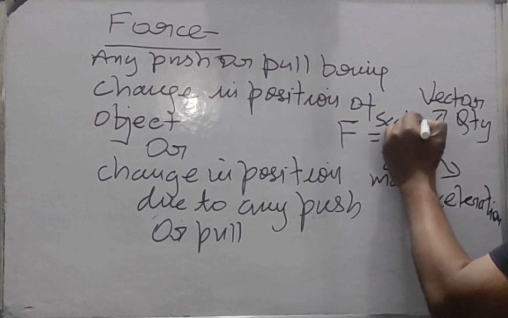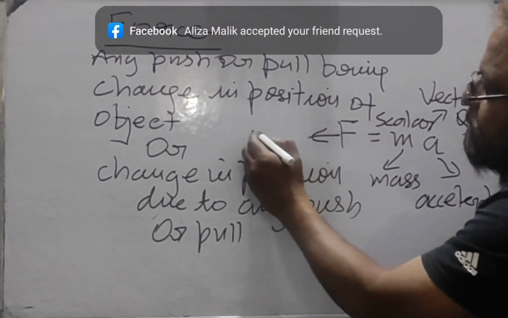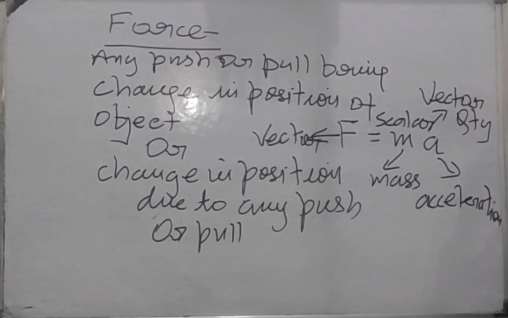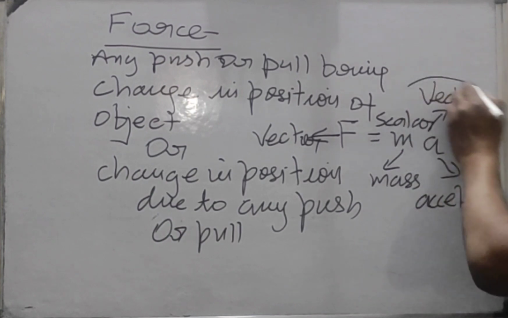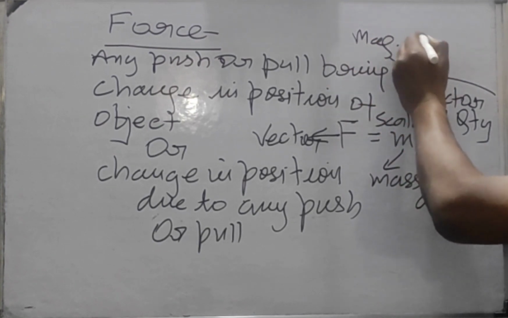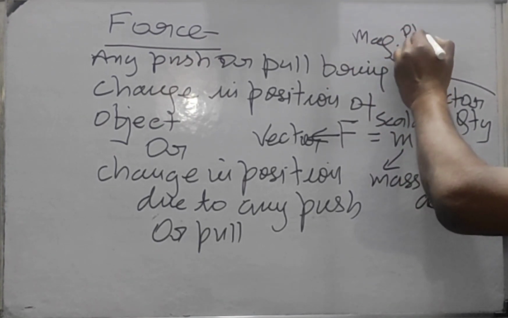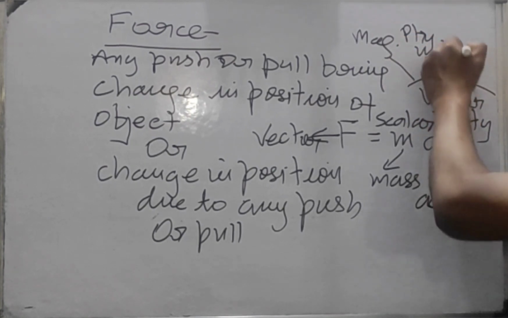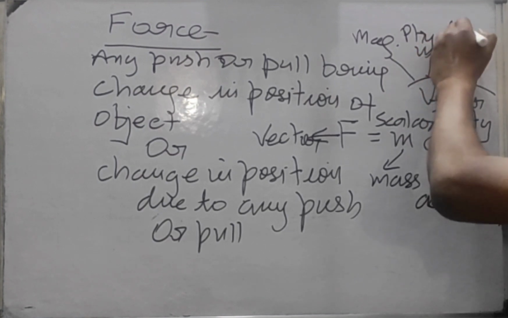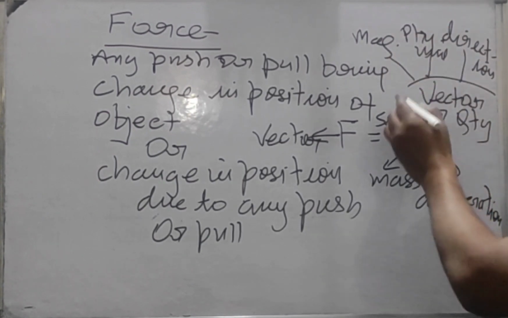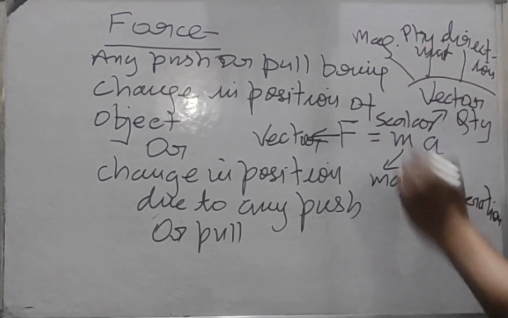So force is a vector quantity, right? What is a vector? Vector means magnitude, physical unit, and direction, right? These three things are required.